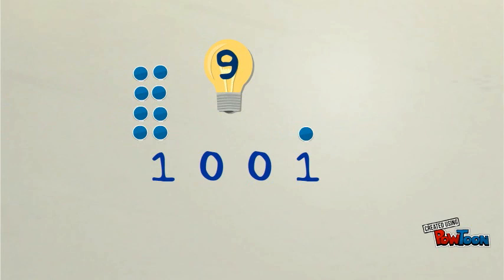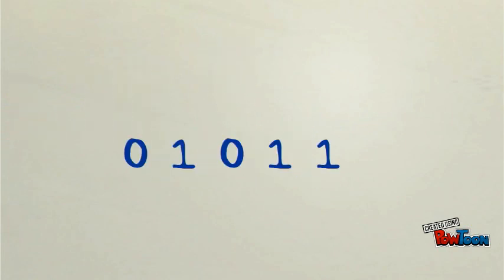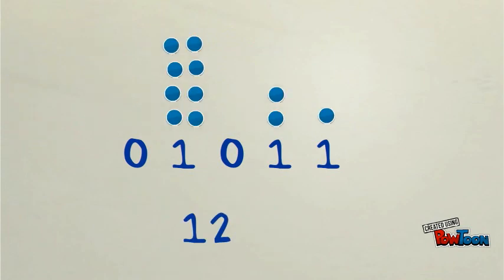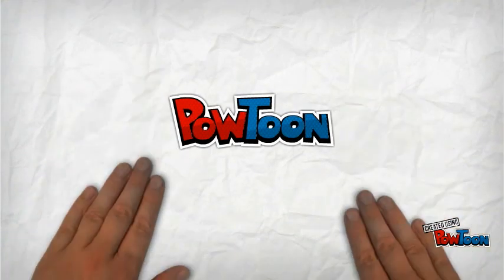This is a 4-bit code called 1001. What base 10 number does it represent? If you said 9, you're correct. Remember, the zeros equal just that, 0. How about this 5-bit code? If you said 12, you're correct.